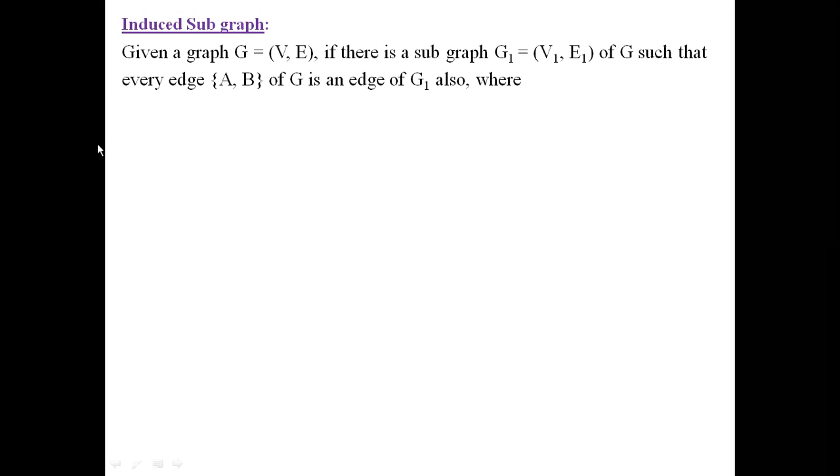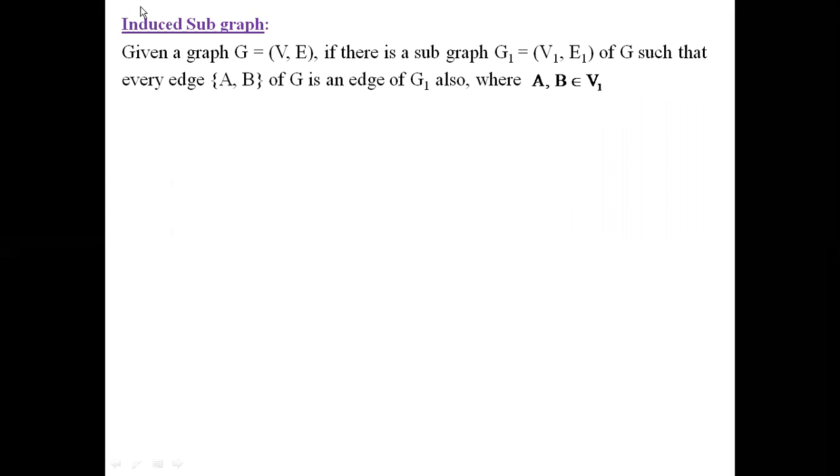Next, we understand the definition for induced subgraph. Given a graph G equal to (V, E), that is, vertex set V and edge set E, suppose there is a subgraph G1 equal to (V1, E1) such that every edge (A, B) of G is an edge of G1 also, where A and B belong to the vertex set V1.